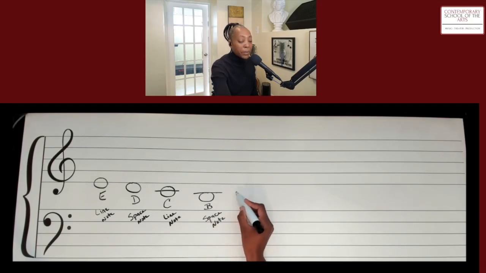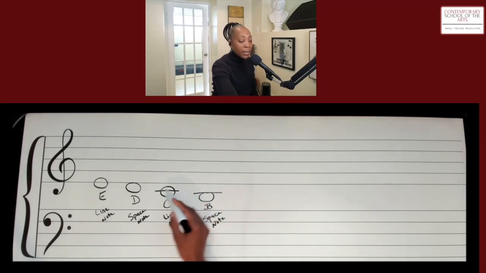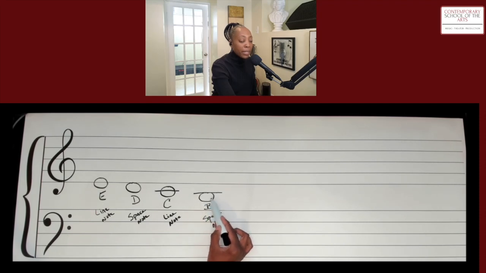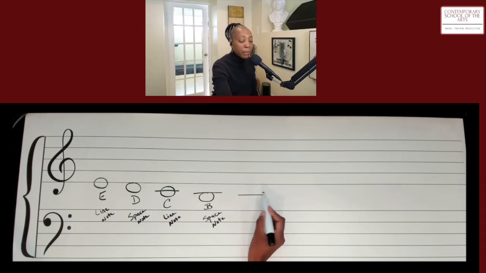And now we're going to continue. We're going to add that ledger line that we have here in note C, and we added it here in note B to create the space note. So we're going to continue adding that same ledger line, but now we know we need a line note. Okay, so I have to add another ledger line and then add my note head. Okay, and this is now a line note, just to be clear.